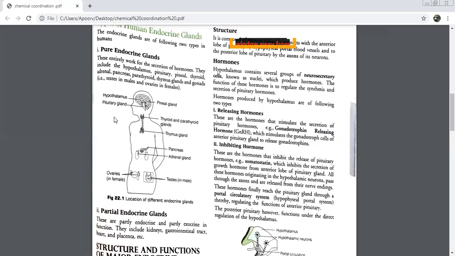So I divided the entire body. Supposing we made a cardboard human and cut it from here, so I am getting only the upper head part. When I cut my head part, what was the formula for the glands? HPP. What is the full form for HPP? Hypothalamus, pineal gland and pituitary gland.